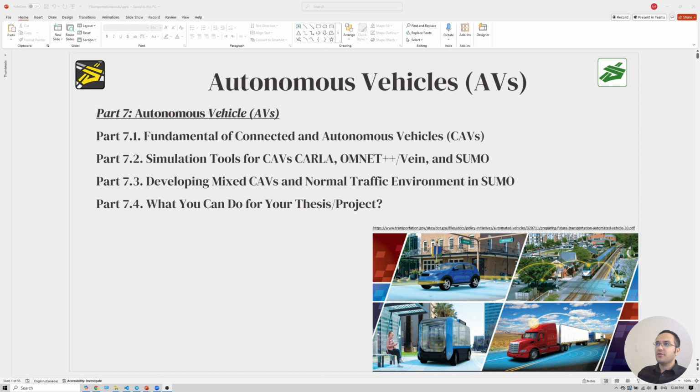Today I want to talk about autonomous vehicles and the application in SUMO. So we first talk about the fundamentals of the CAV, and then we talk about the different simulation tools, and then developing a mixed CAV traffic environment in SUMO, which is a hands-on experience. And then what you can do as a researcher or engineer for your thesis or the projects that you are working on.